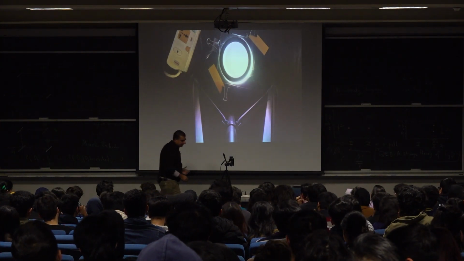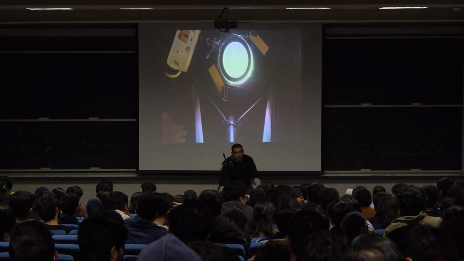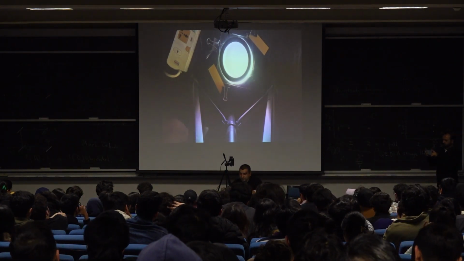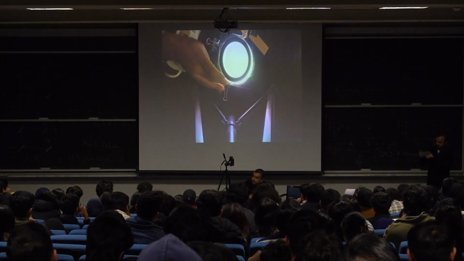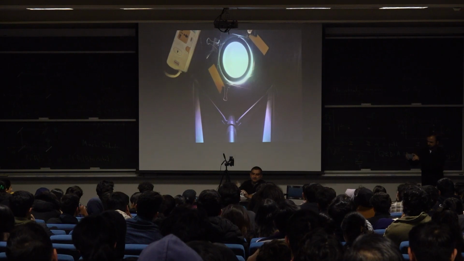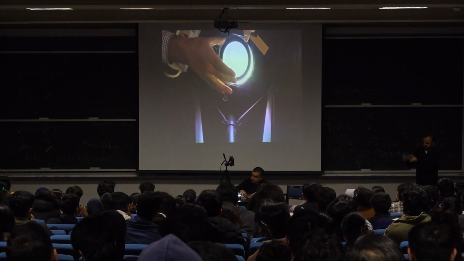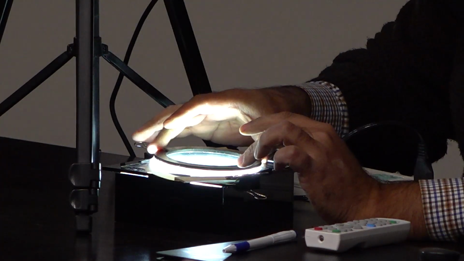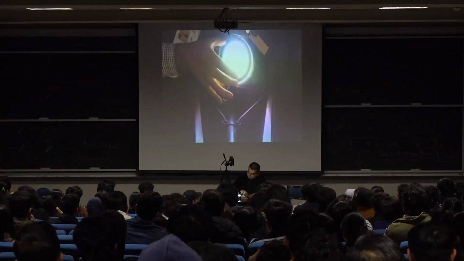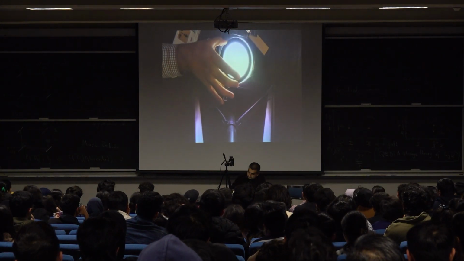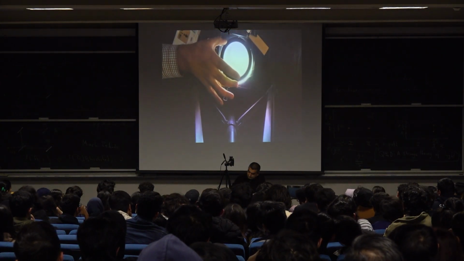Okay, so let me see if this works in a better fashion. So I have 2 polarizers, and what I'm going to do is change the orientation of my second polarizer, which is a kind of analyzer. Getting darker?